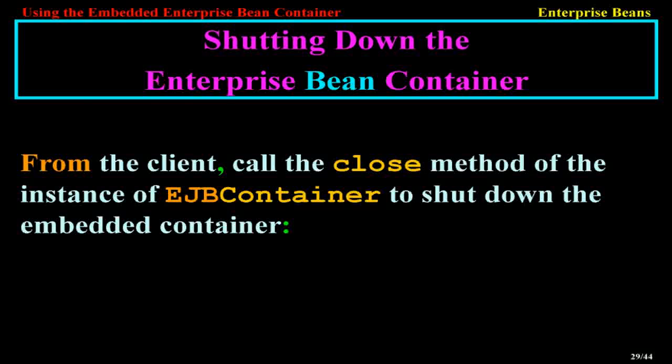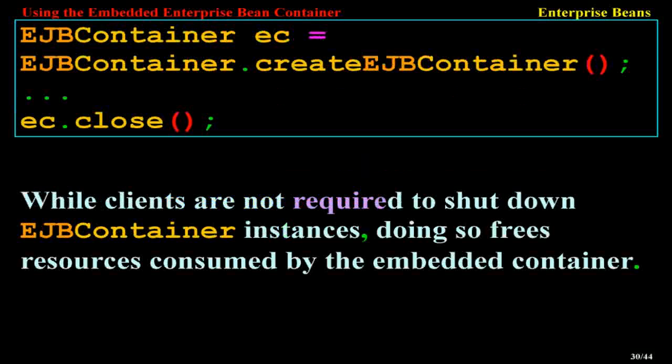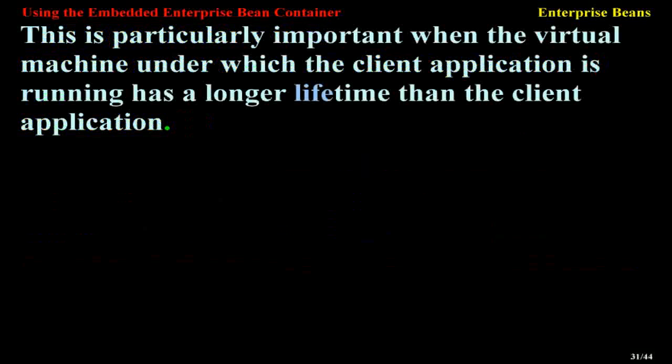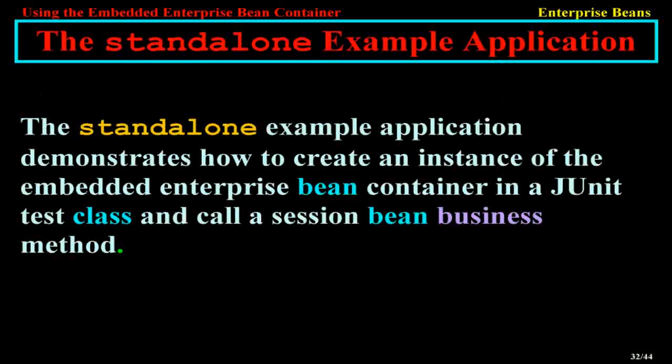Shutting down the EJBContainer container. From the client, call the close method of the instance of EJBContainer to shut down the embedded container. EJBContainer ec = EJBContainer.createEJBContainer(); ec.close(); While clients are not required to shut down EJBContainer instances, doing so frees resources consumed by the embedded container. This is particularly important when the virtual machine under which the client application is running has a longer lifetime than the client application.